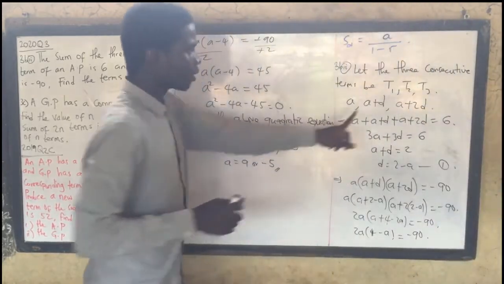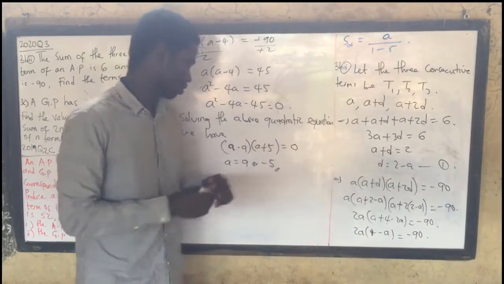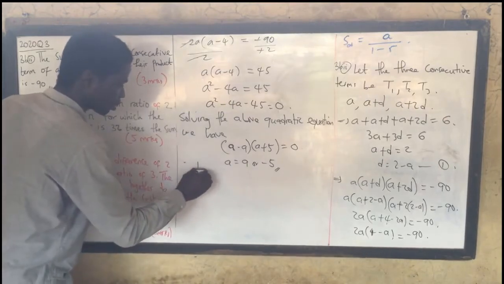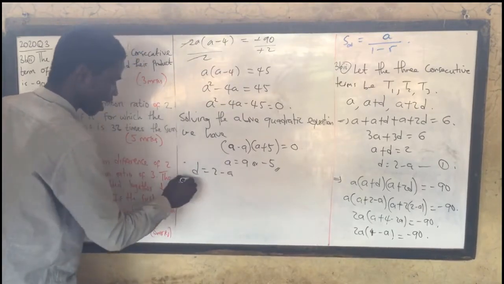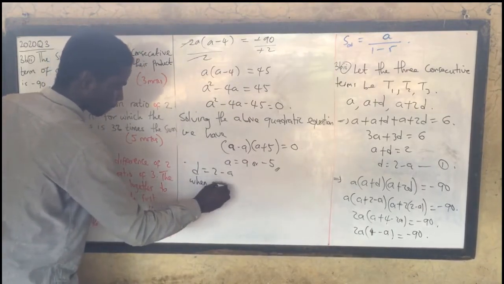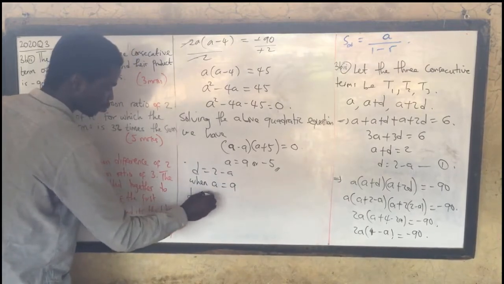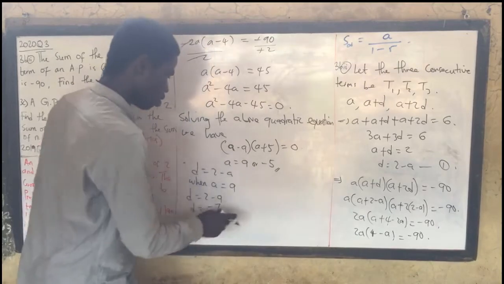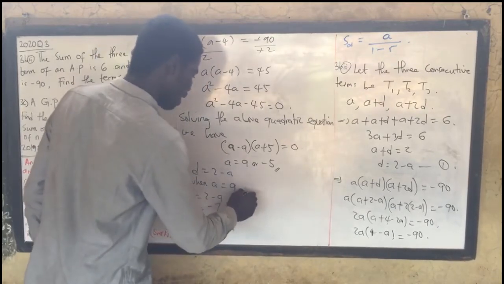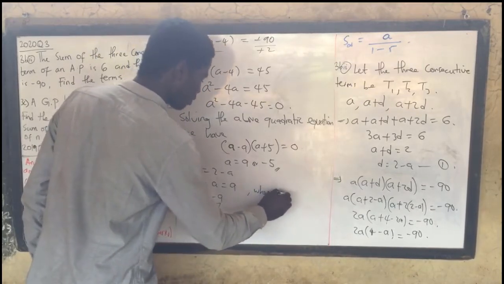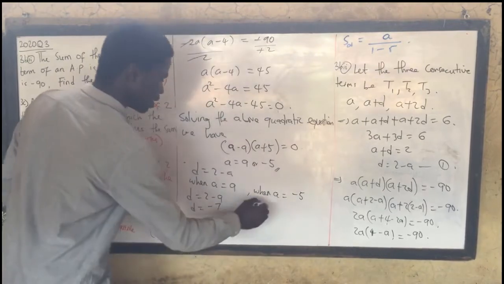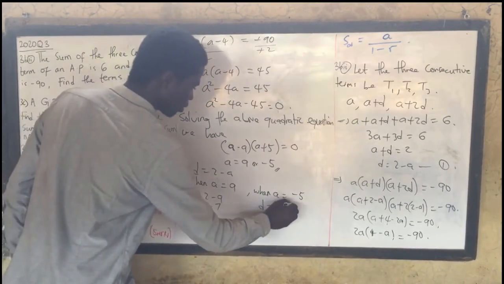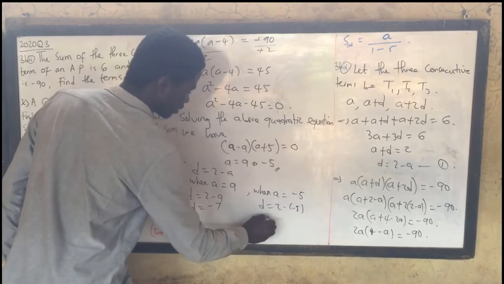Now I've gotten A, it remains D. Because that D is equal to what? 2 minus A. When A is 9, D will be equal to 2 minus 9. That is D equal minus 7, right? Or when A is equal to minus 5, D will be equal to what? 2 minus 5, and D will be 7.